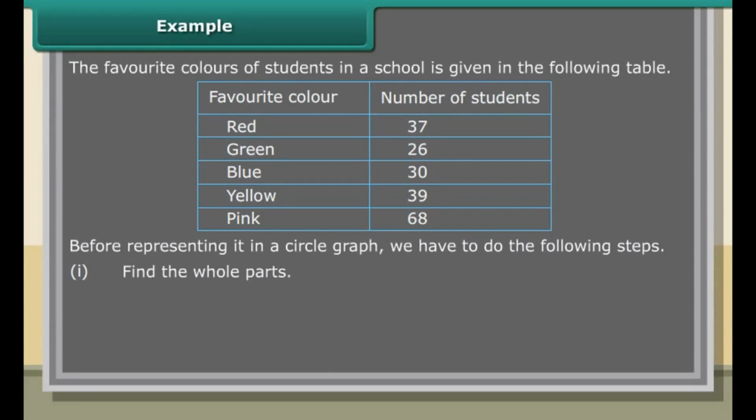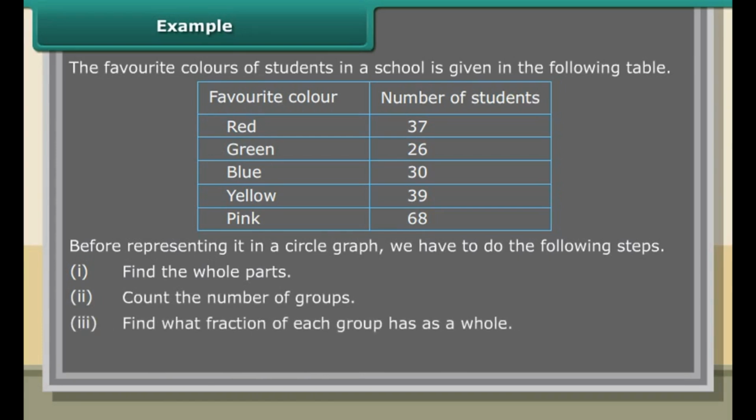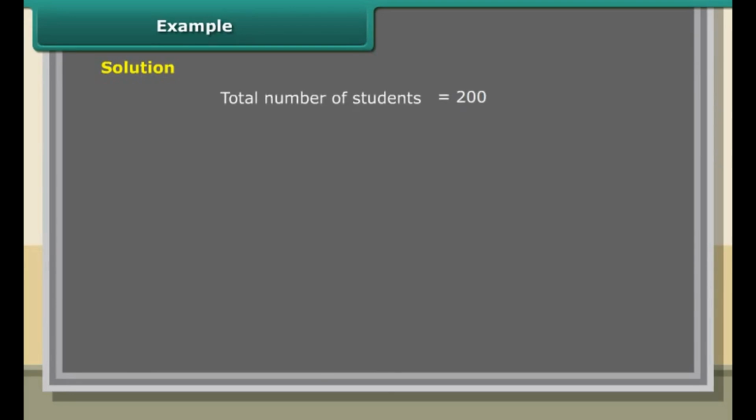1. Find the whole parts. 2. Count the number of groups. 3. Find what fraction of the whole each group has. 4. Find the central angle and draw the graph according to it. Solution. Total number of students is equal to 200. Number of groups is equal to 5.